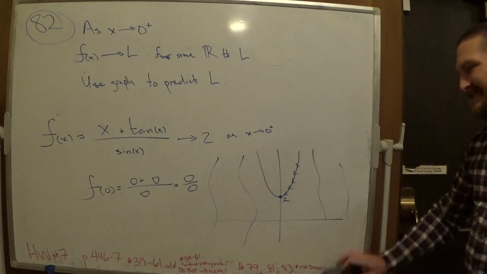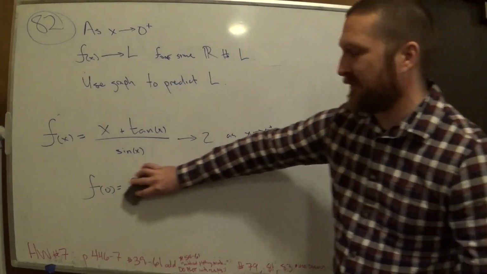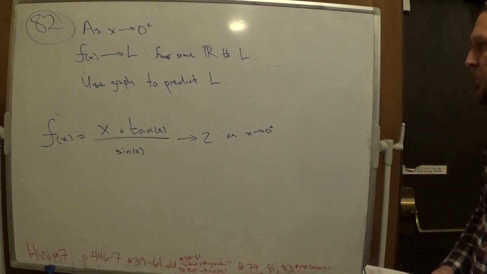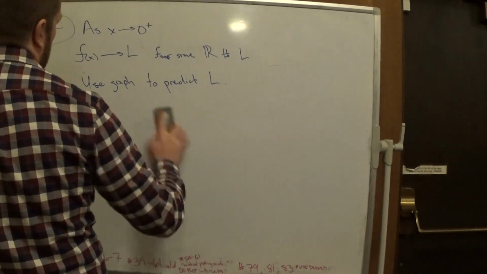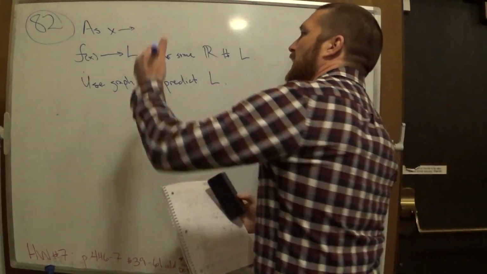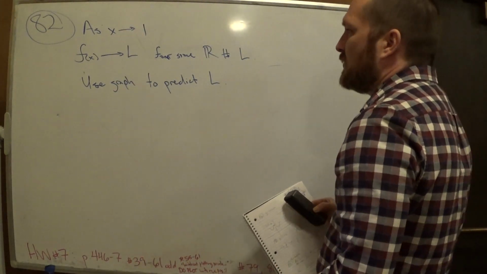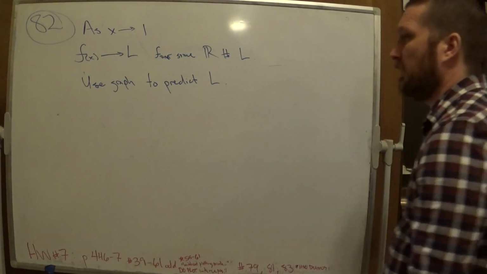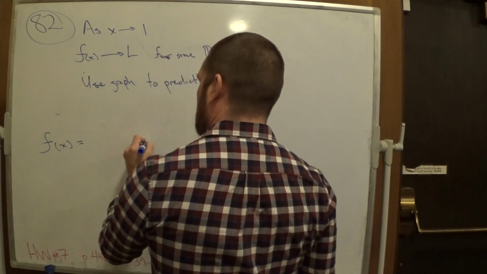If you take calculus, I could show you real quick why that's true. But what I want to do real quick is change this up a little bit, and you can see how this might be the case. So as x goes to, now instead of 0, let's say x goes to 1. It doesn't matter from which direction. As x goes to 1, f of x goes to L for some number.